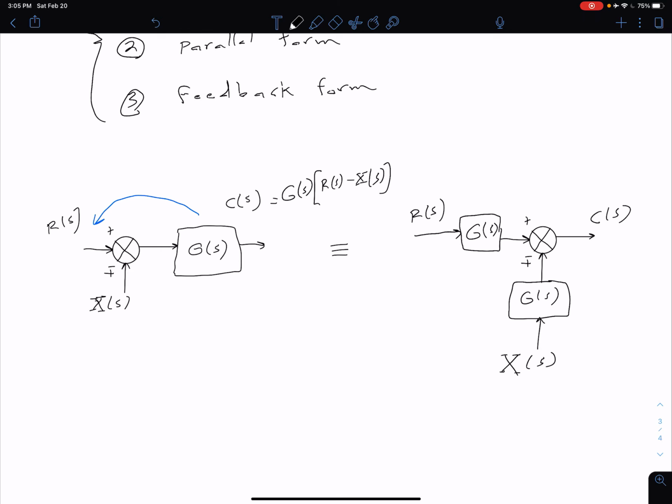If we come over here and evaluate the system on the right side, we can see we have R times G of S being combined with X times G of S, so we end up with our C of S over here. C of S is now equal to R of S times G of S minus X of S times G of S. Of course, we can factor out the G and we get the same thing that we had before, as we would expect. So that's how we would move a block from the right to the left.